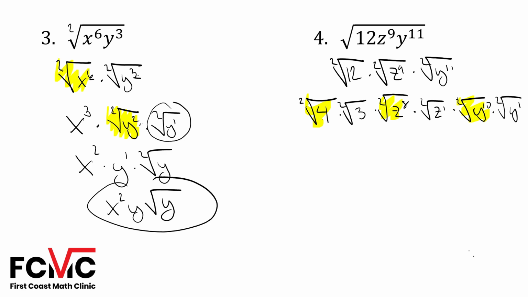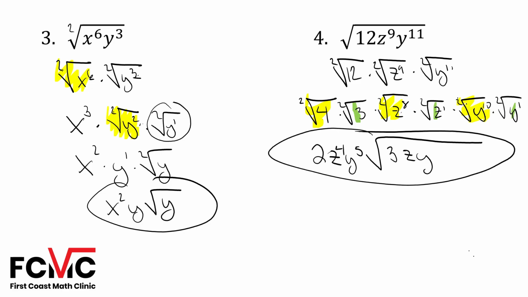So square root of 4 is going to be 2. Square root of z to the 8th is going to give us z to the 4th. And our square root of y to the 10th is going to give us y to the 5th. Now, everything that we can't take the square root of is going to stay under our radical. So it's going to be our 3, our z, and our y. We're going to have 3, z, and y remaining under our radical. And this is our answer for number 4.